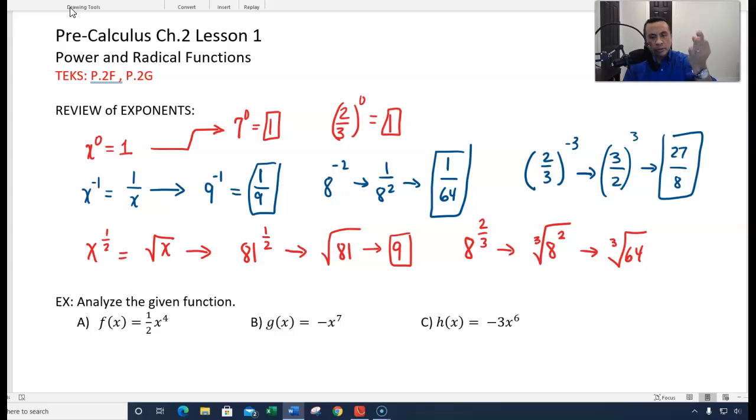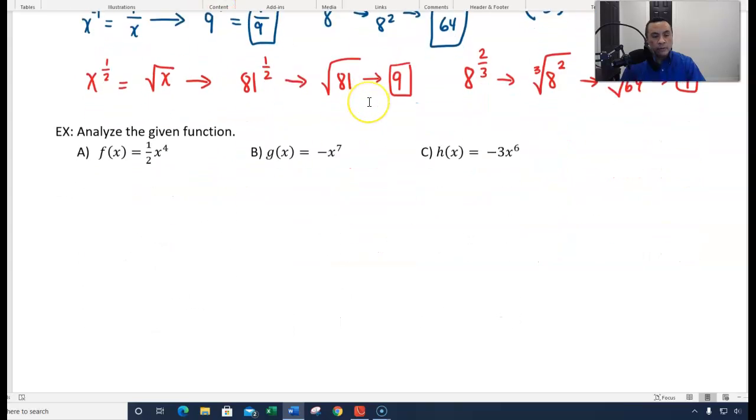What number times itself 3 times is 64? That number is 4, because 4 times 4 is 16, and then 16 times 4 is 64. So the cube root of 64 is 4. So when you see 8 to the 2/3 power, it's really 8 squared inside the cube root. All right, so that's a review of some of the exponent things.